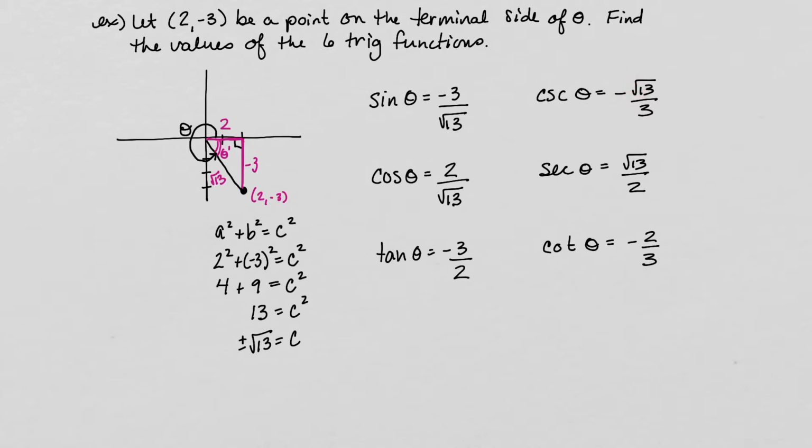Why did I put the negative? I put the negative because this side of the triangle is -3. It's negative. So to get to this point, 2 comma -3, I have to go down to -3. So that is negative.